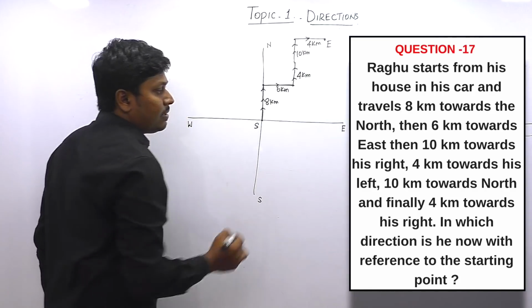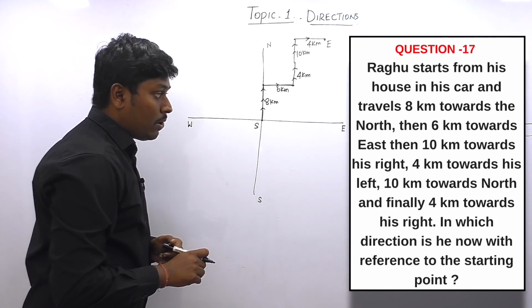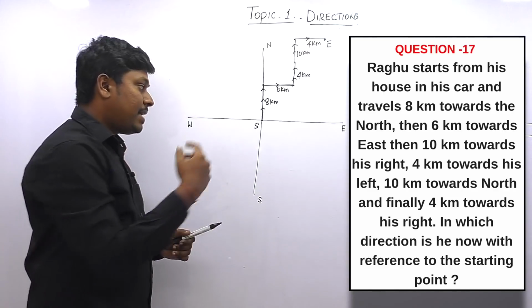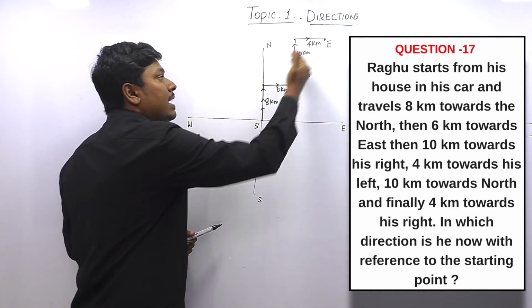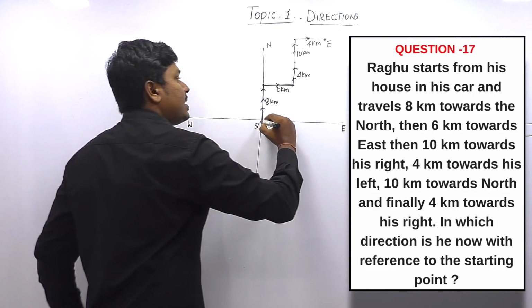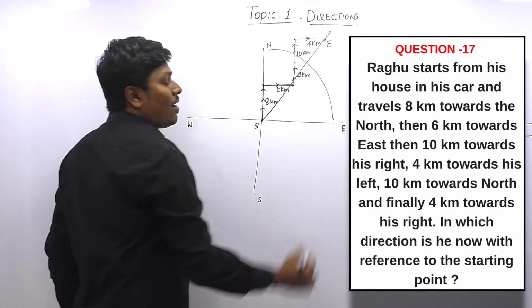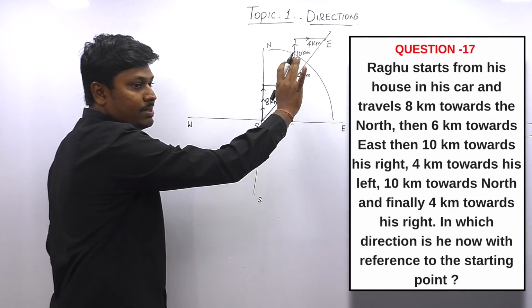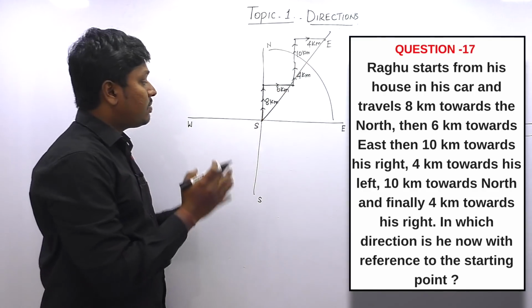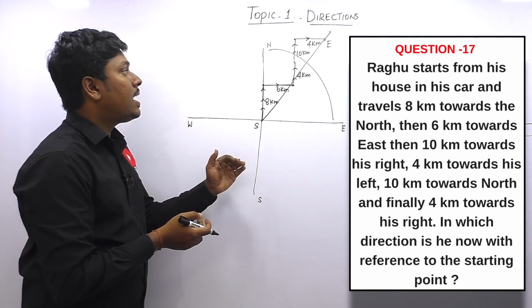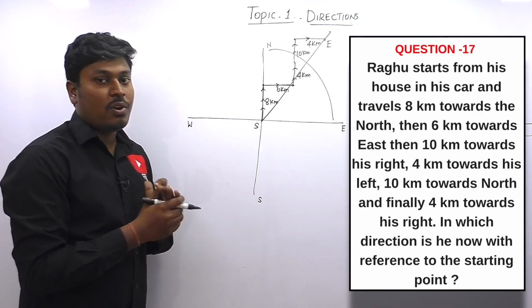And what is the question? In which direction is he now, with reference to the starting point? Our target is to find from the starting point in which direction he is now. So from the starting point, he is in the direction of northeast. So the answer for this question, that is for question number 17, is: from the starting point, he is in the direction of northeast.